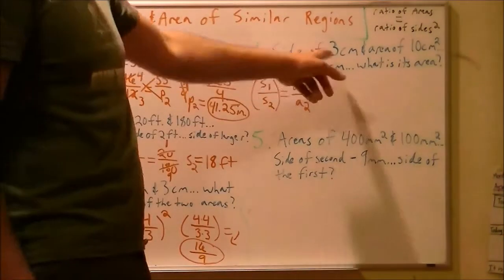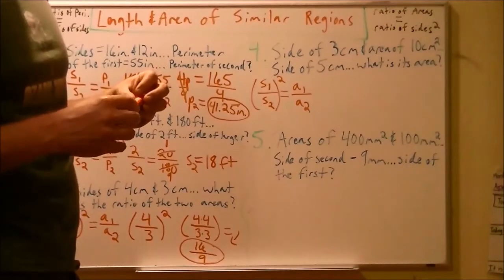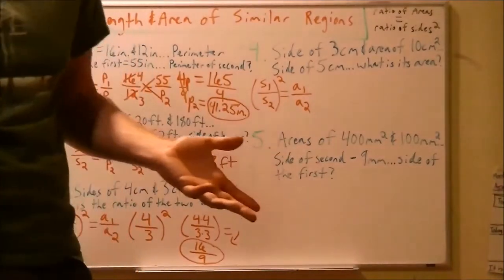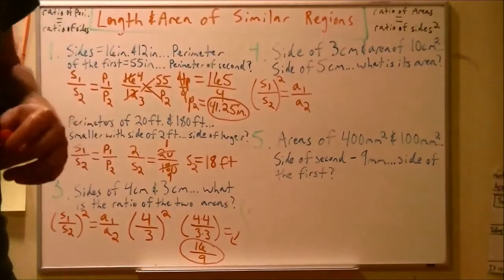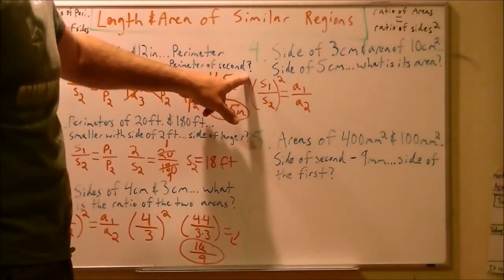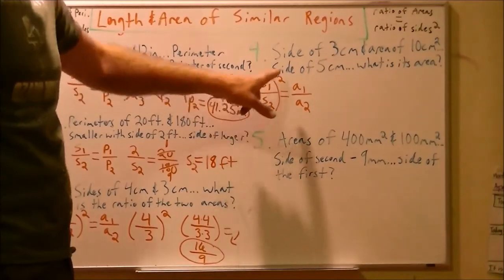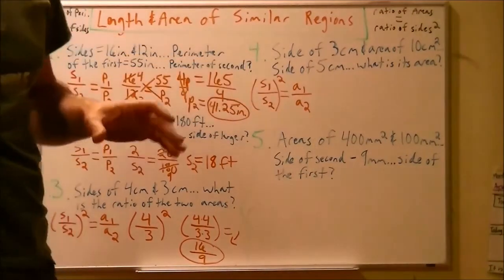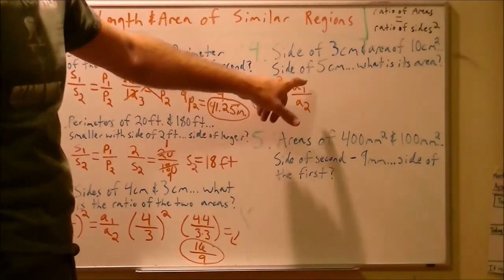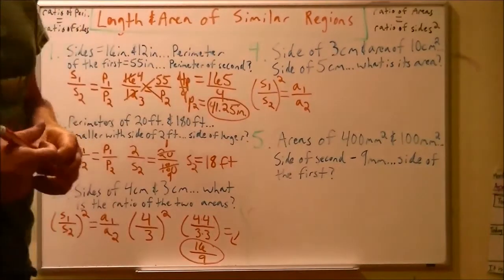So the first shape has a side of 3 centimeters and an area of 10 centimeters squared. The side of the second shape is 5 centimeters, but for the second shape, we don't know its area. That's what we're trying to figure out. Our formula is S1, side 1, over S2, side 2, and then mathematically significant is the square of both of those numbers as that fraction on the outside. That'll be equivalent to our area of the first shape over our area of the second shape.